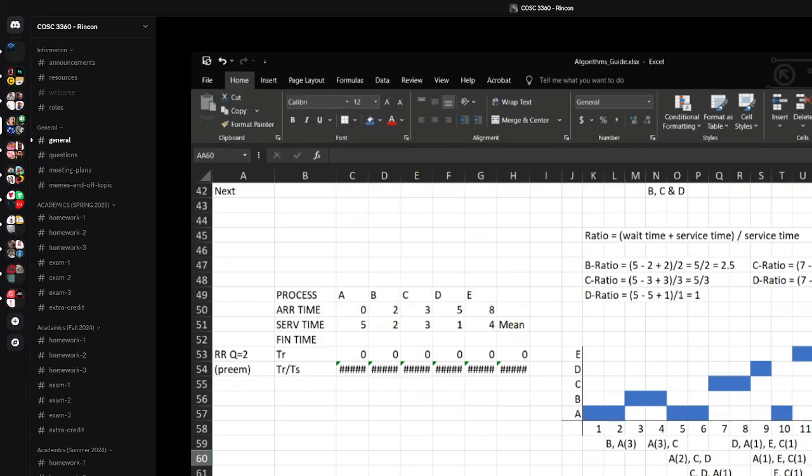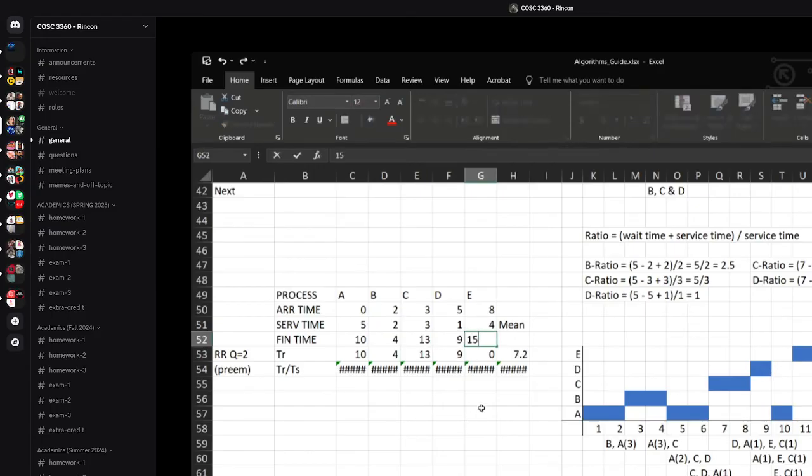So that will be the round robin for quantum 2. And I know this graph looks absolutely terrible, but yes, that will be the answer for quantum 2. So this will be 10. This will be, what would this be? B finishes at 4. C finishes at 13. D finishes at 9. And then E finishes at 15.